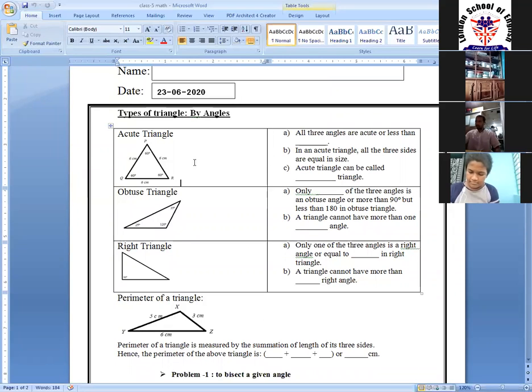Okay, now look at what is our topic for discussion today. Look at types of triangle by angles. So there is a specific type of triangle based on what? Based on the angles. So based on angle, there is one type of triangle. Mute yourself, everyone. Unnecessary sound is coming. Okay, I have muted.